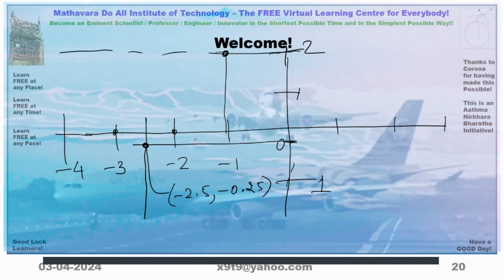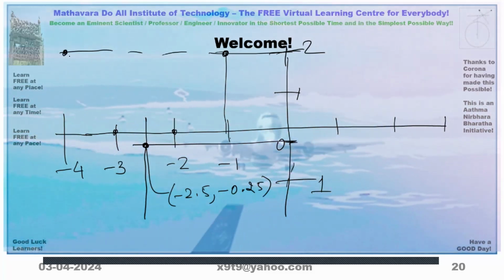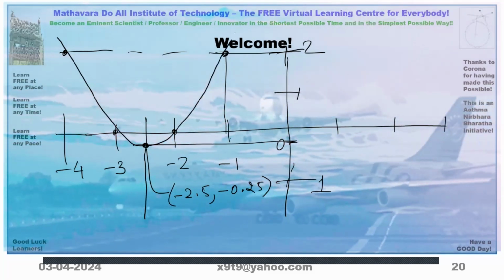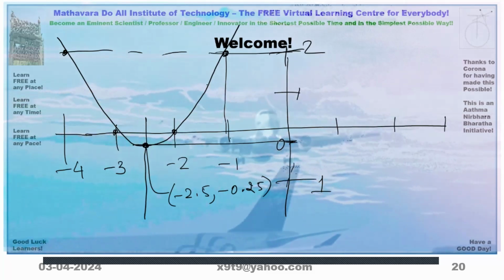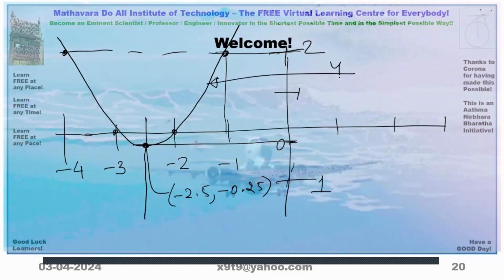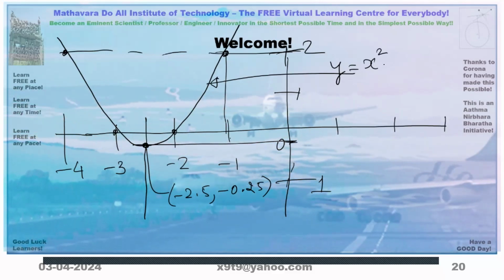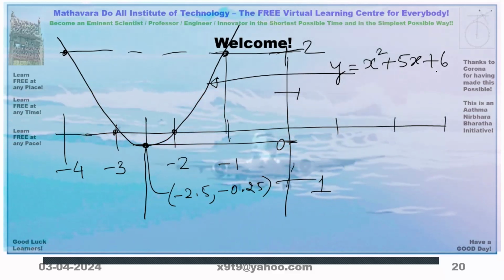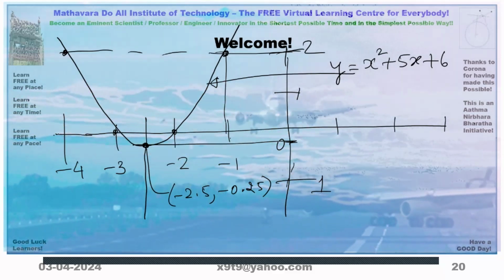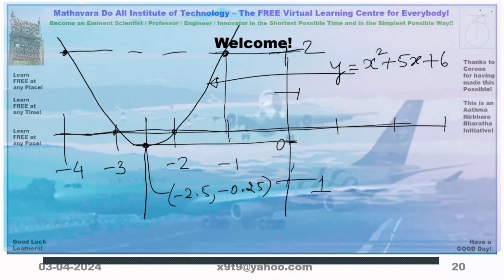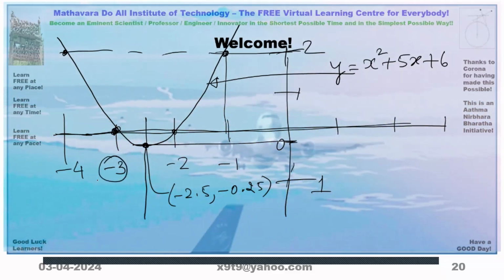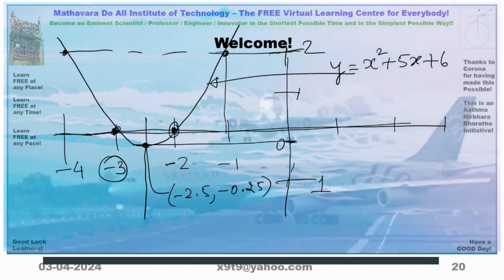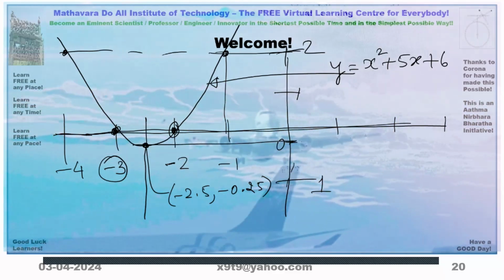And here we got 2. And here also we got. So the graph will go, so there is like connect this. Yeah. So the equation of this graph is y is equal to x square plus 5x plus 6. Okay. So this graph cuts the x-axis here at this point, which is x is equal to minus 3, and at this point, which is x is equal to minus 2. So these are called the roots of the equation.